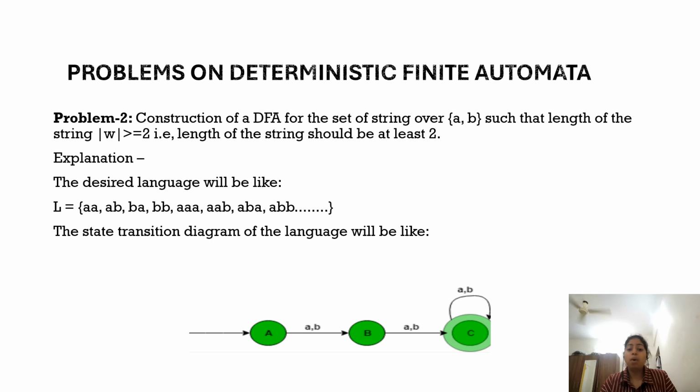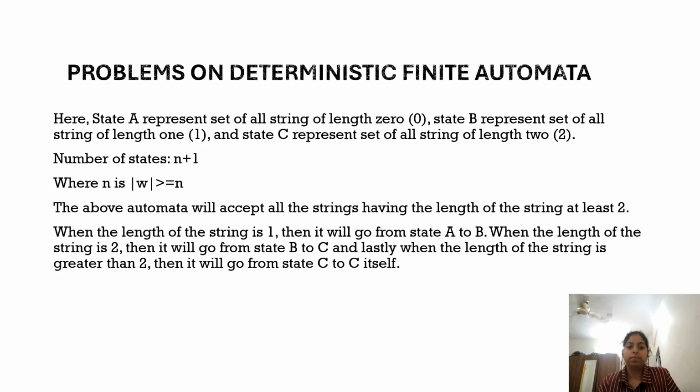The state diagram of the language will look something like this. Here, state A represents the set of all strings of length 0, state B represents the set of all strings of length 1, and state C represents the set of all strings of length 2. Number of states is n plus 1, where n is the minimum length of the string. The above automata will accept all strings of length at least 2.